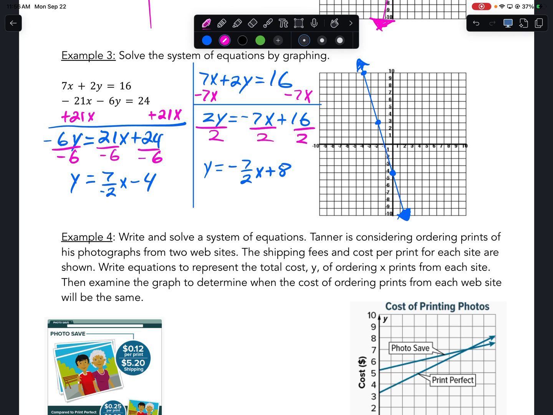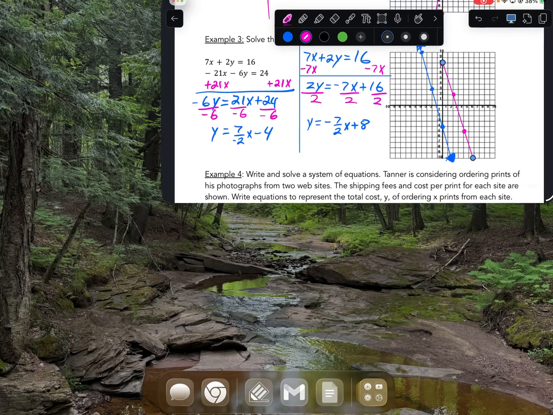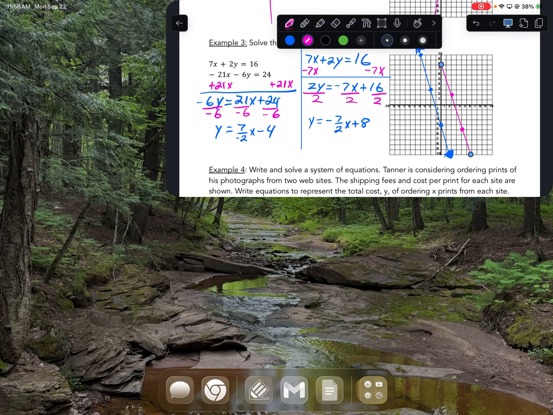Then we start at +8. This one in pink. So we can go down 7, right 2, right? You can use math so you don't have to count it all. And the line should look parallel.